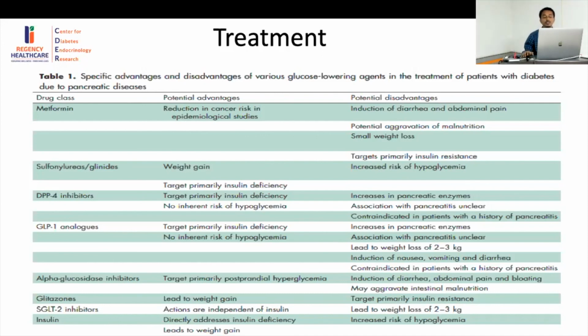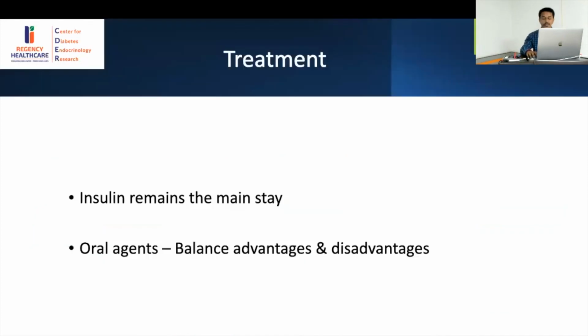Now, pioglitazone will have a beneficial effect of increasing weight in these settings, but again, insulin resistance is not present, so how much it will work, we again don't know. So we come back to the only therapy, that is insulin. As I already mentioned, insulin remains the mainstay, and we have to balance between the advantages and disadvantages of each oral drug.